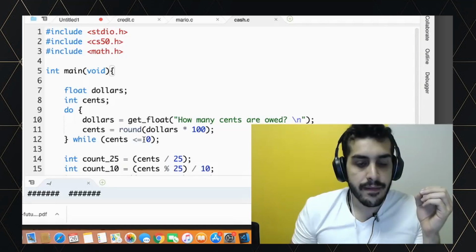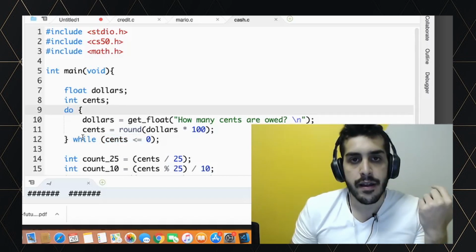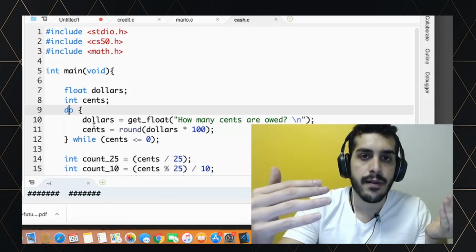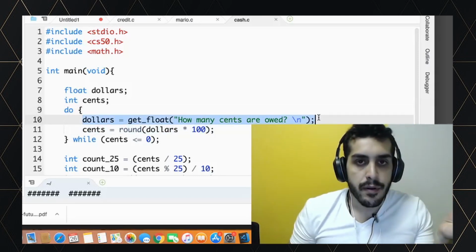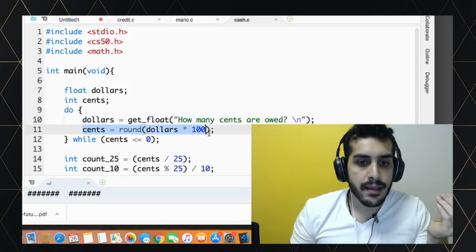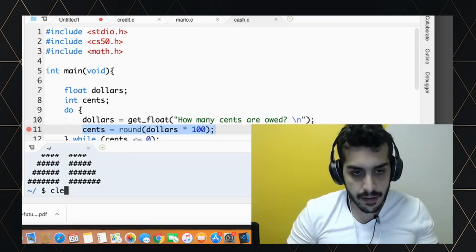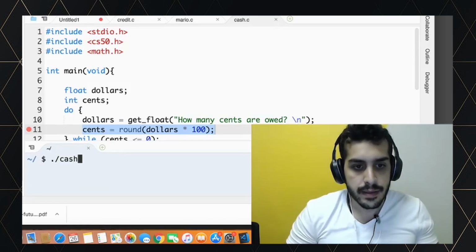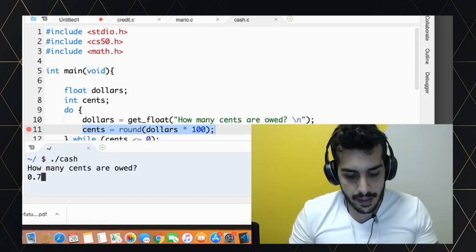As long as the amount of cents is less than zero, I'll keep on looping. So that's why I have a do while. Why do I use a do while and not a while loop? Because I want it to run at least once. So we get the amount of cents, let's say 0.25, and multiply that by 100. So let's put a breakpoint here. A breakpoint is a great way for us to see what's going on. So I'll say cache, and let's say I have 0.25.